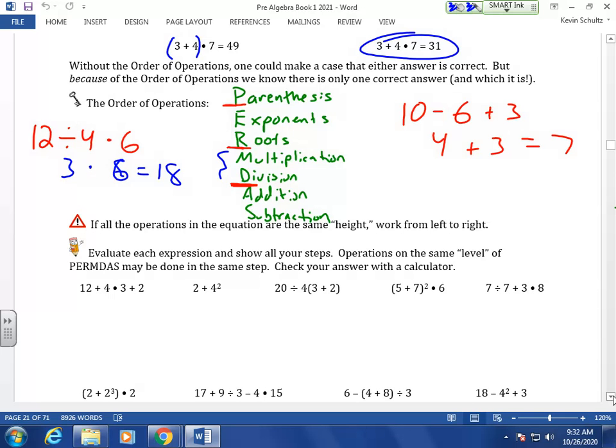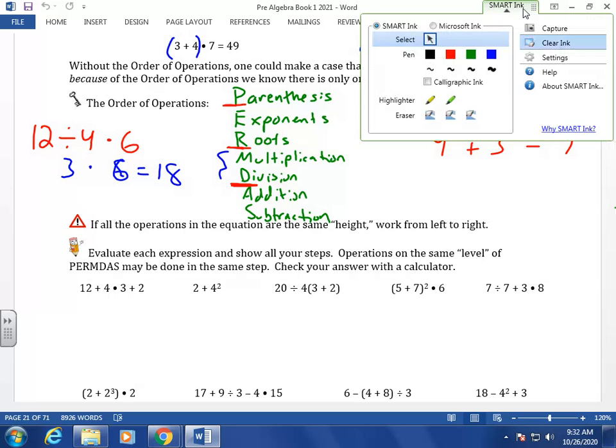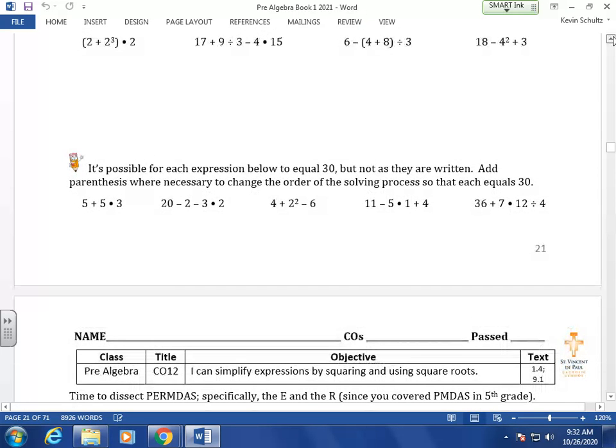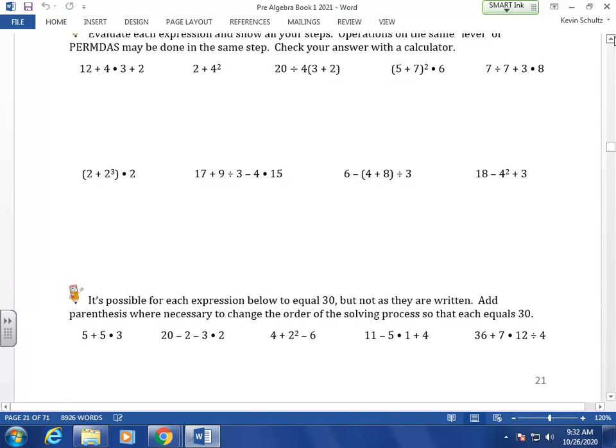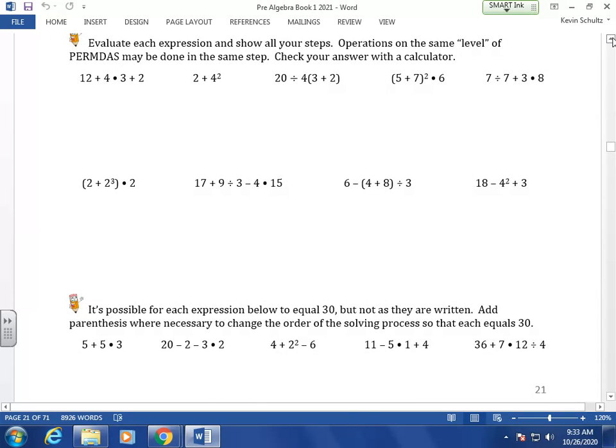So, down in the examples here, where you get to do a little bit of practice. I didn't leave you this much space just so you could write your answer really, really big. I left you that much space so that you can show each step as you work through these. Okay? 12 plus 4 times 3 plus 2. What are we doing first?